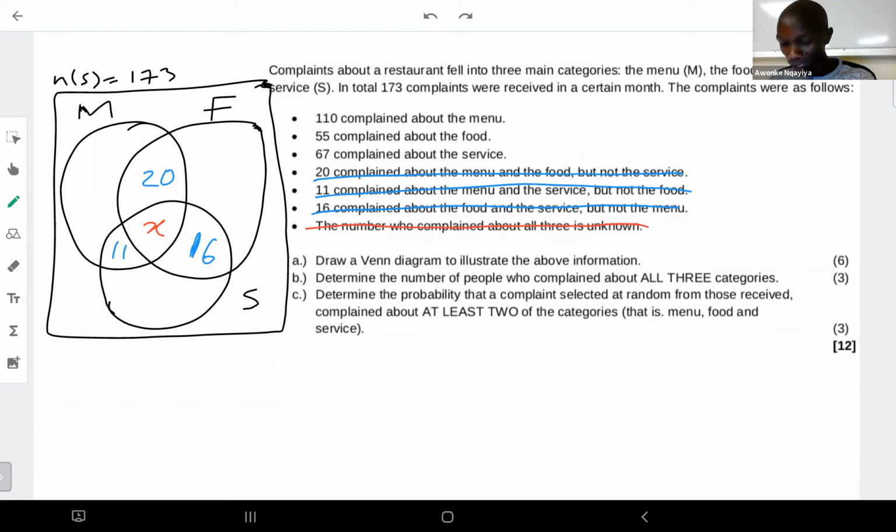But be very mindful of this statement. It says 110 complained about the menu. They complained about the menu, which means the bigger box about the menu. Hence, we are not going to put that 110 in that remaining part of M. We were going to put that 110 in that remaining part if they said 110 complained about the menu only.